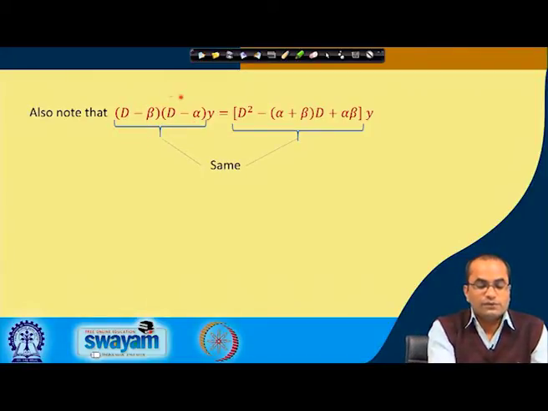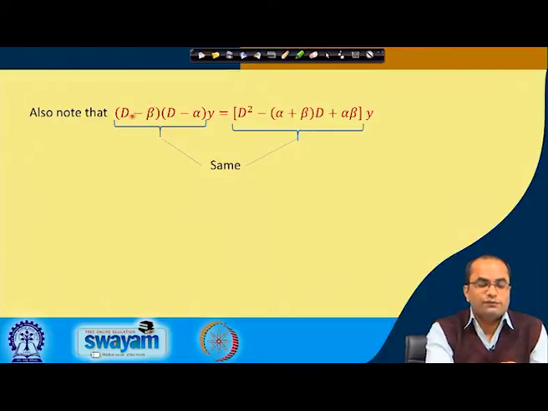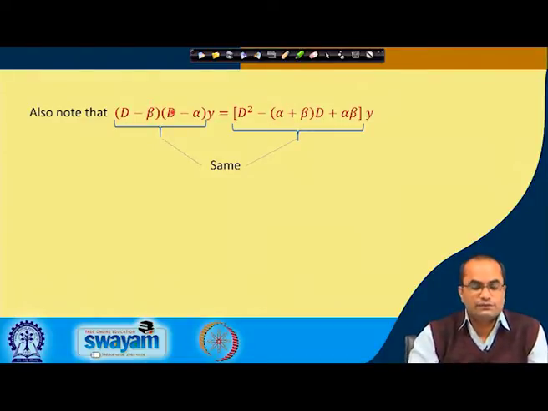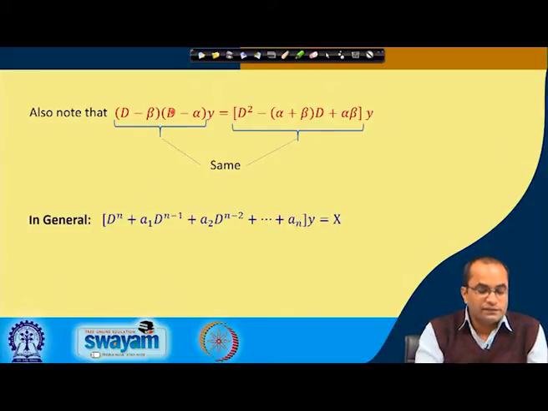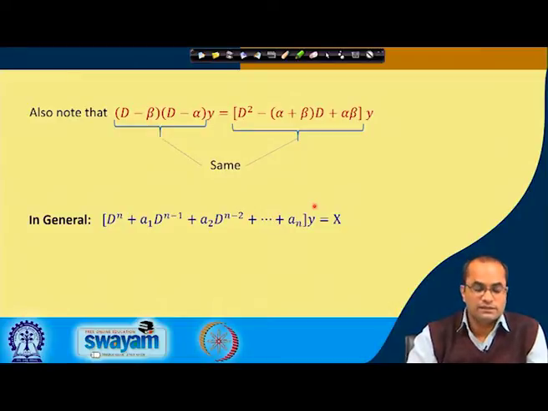Because we have seen that these two are the same, and this is just the product of this one, if we forget that D is an operator here, we can simply do algebraic multiplication. In general also, when we have this nth order differential equation written in operator form, the power n means the nth order derivative here, a 1 the n minus 1th order derivative, a 2 the n minus 2th order derivative, and so on. On the right hand side we have this x.